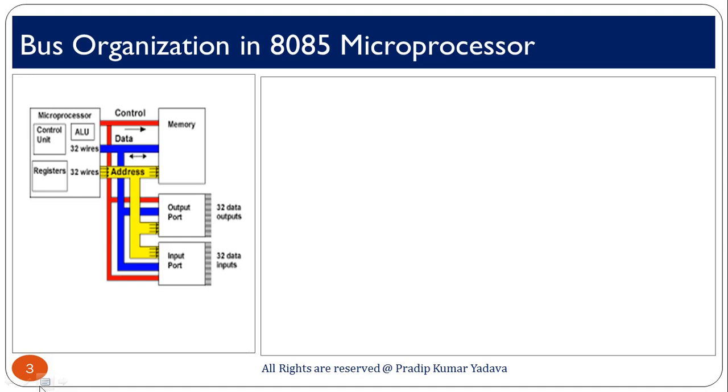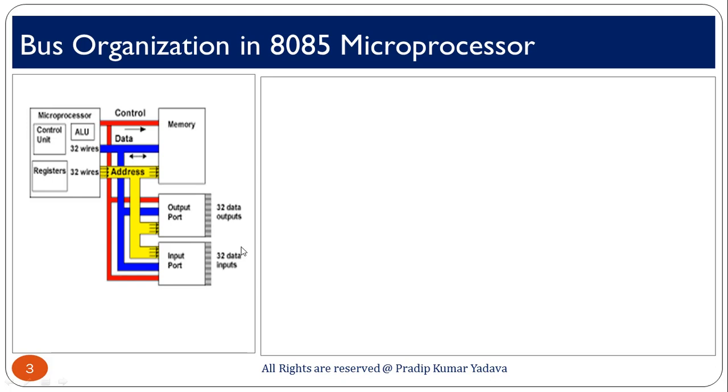So here you can see this is a diagram of microprocessor. Here you can see control unit, register, and ALU. Here memory and input output port. Output port means the port where you are going to connect your output device, or where you are going to take output of any operation. Input port means where you are going to connect an input device, or provide some input to the microprocessor to perform some operation.